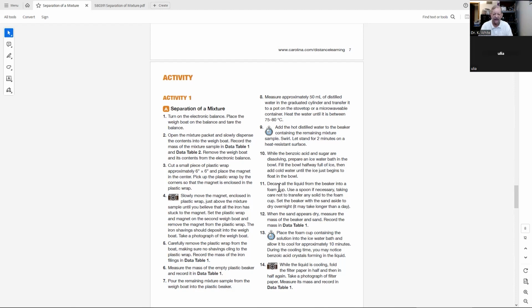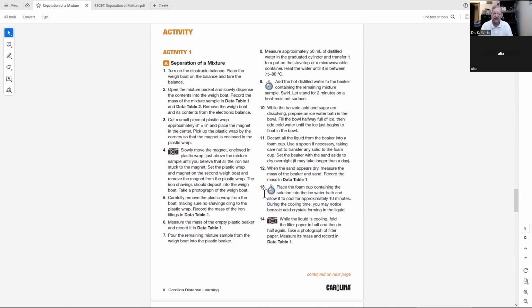Now, pay attention. Decant all the liquid from the beaker into a foam cup. When you decant it from the plastic beaker, the sand should remain behind. You want to do it slowly so the sand stays in there.